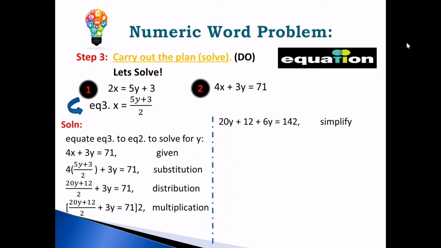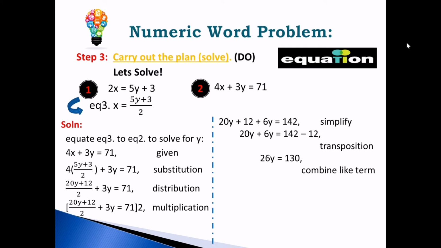Since we are concerned with the value of y, we transfer the constant, which is 12, to the other side. From positive, it becomes negative. That is what we call transposition. As you notice, the signs of 20y and 6y retain, but the 12 changes into negative because we transferred it to the other side. Then 20y plus 6y is applicable to add, as well as 142 minus 12. So we now have 26y equals 130 by combining like terms.